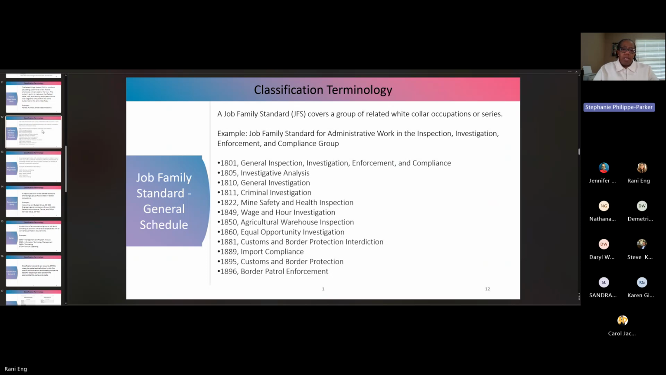Knowing and understanding the job family and the related series can really help a classifier know what other options are available within that job family when classifying a position description, comparing the jobs within a particular job family, and then ultimately determining the final classification of a position. Next slide, please.